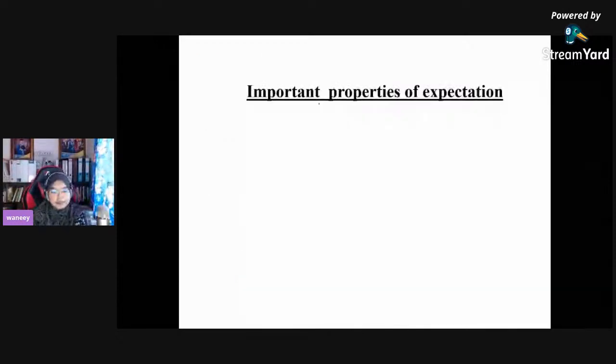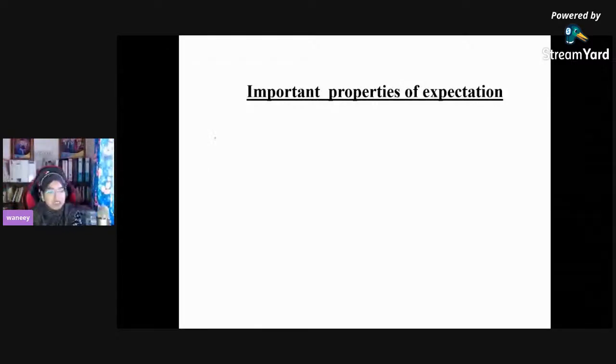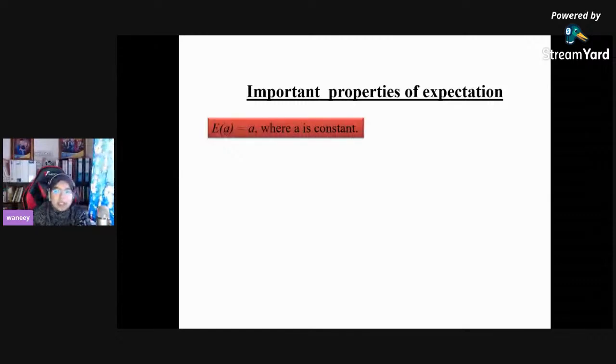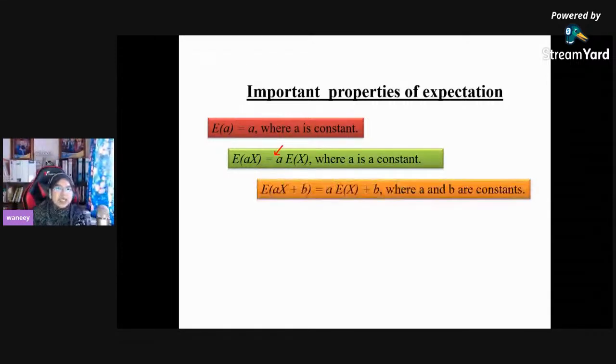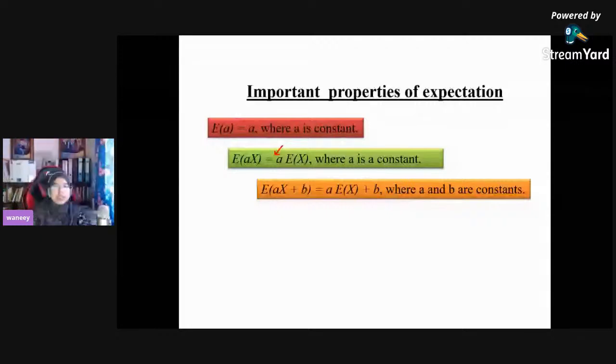Right, so there are a few properties of expectation. This is valid for both the continuous as well as the discrete, so they are the same thing. Expectation of a constant is equal to that constant. Expectation of a constant multiplied with x is simply equal to that constant times the expectation of x, so you can easily factorize those constants out. If you have an addition inside, for example expectation of ax plus b, that is simply equal to a times expectation of x plus b.